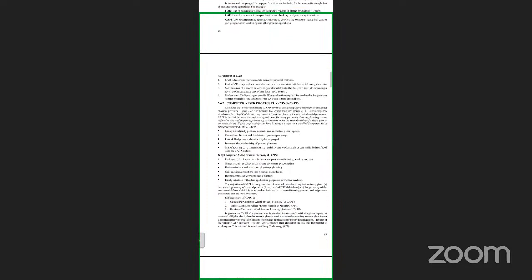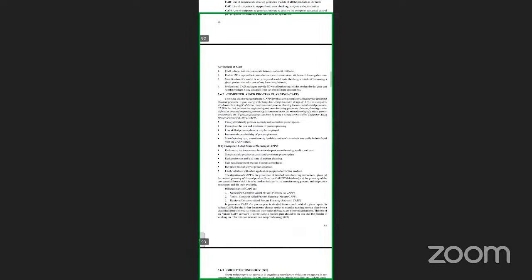That is, with the help of CAD, we can work faster and more accurately than with the conventional methods. Under CAD, it is possible to manage various dimensions, attributes of drawing elements, and modifications of the model, which is very easy with the help of CAD. And packaging is also possible, and 3D visualization can be done with the help of CAD.